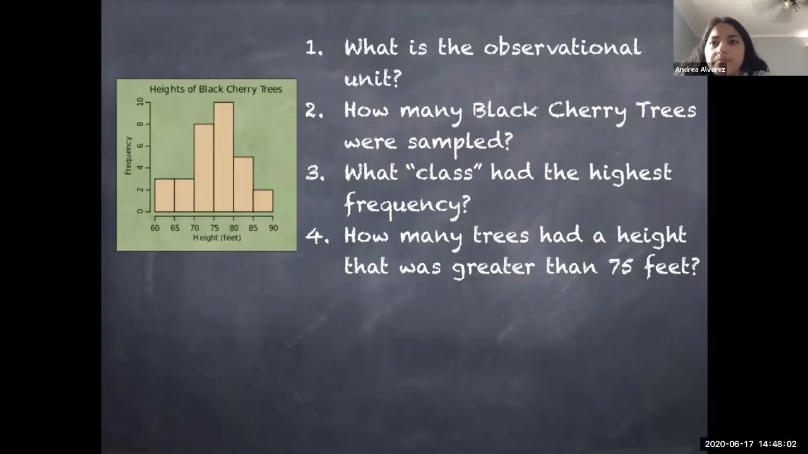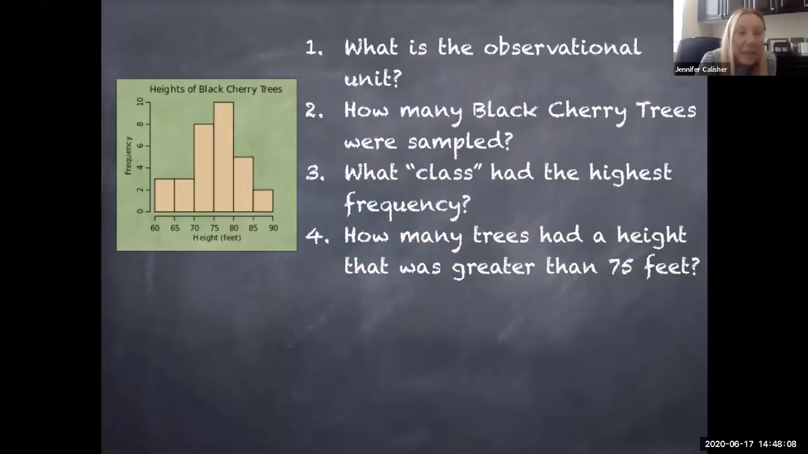And then 80 to 85, how many trees were there? 5. And then 85 to 90 is 2. So if we add those all up, 10 plus 5 plus 2 is? 17. Perfect. So that means there's 17 trees that had a height greater than 75 feet.